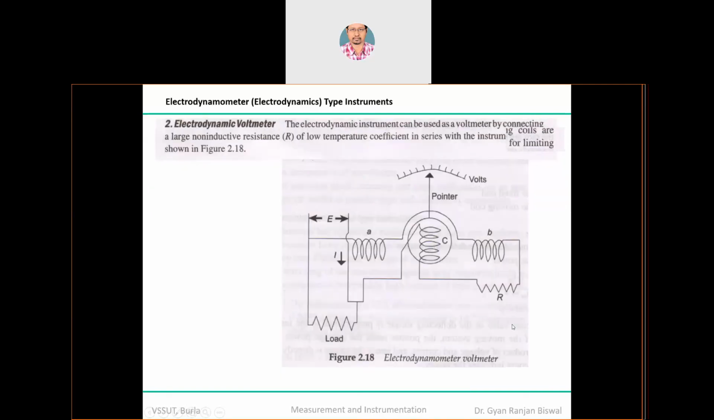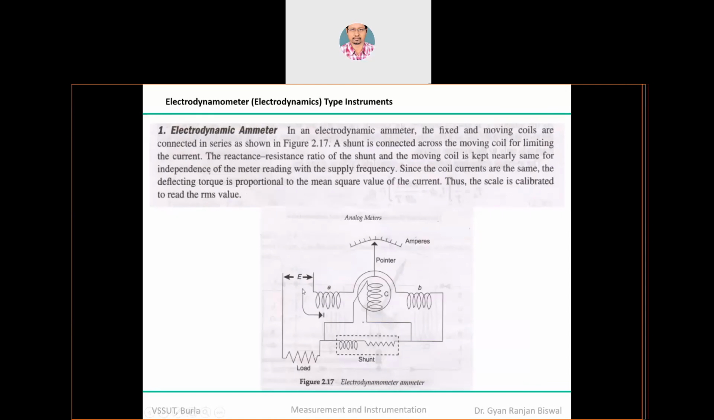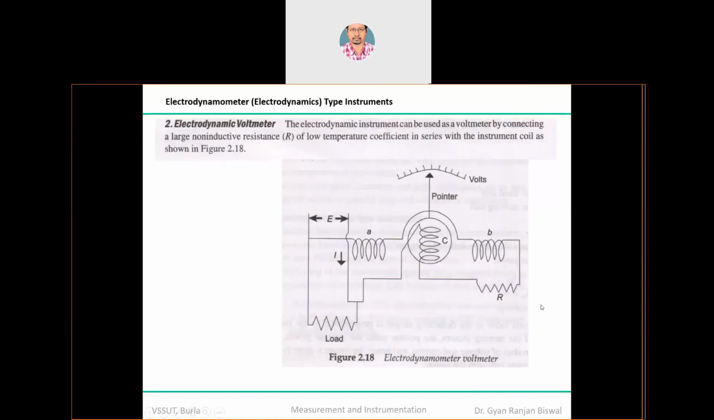Similarly, if you see the voltmeter here, the load resistance is connected somewhere here where you have applied E, your supply voltage or electromotive force. In the case of the voltmeter, this circuit is connected using a resistance only, unlike the reactance-resistance circuit.